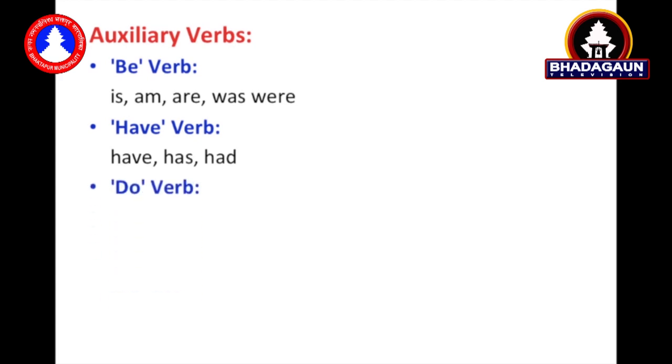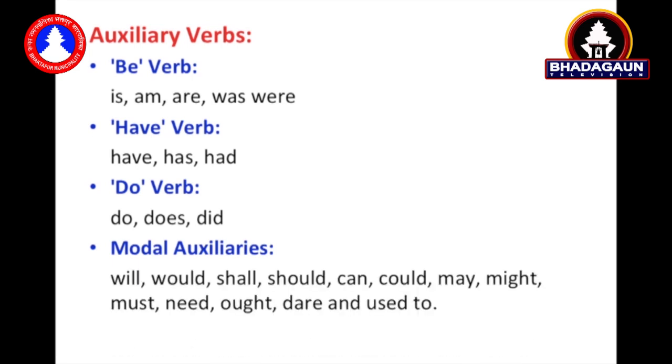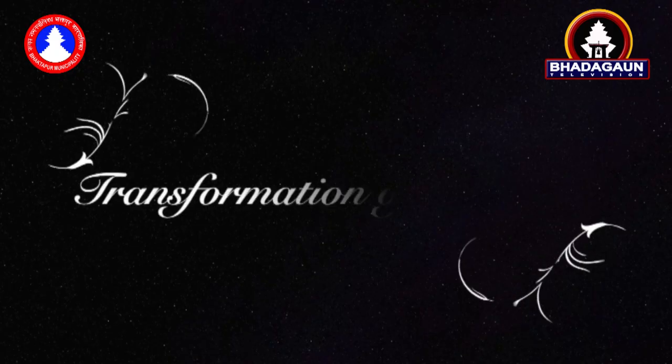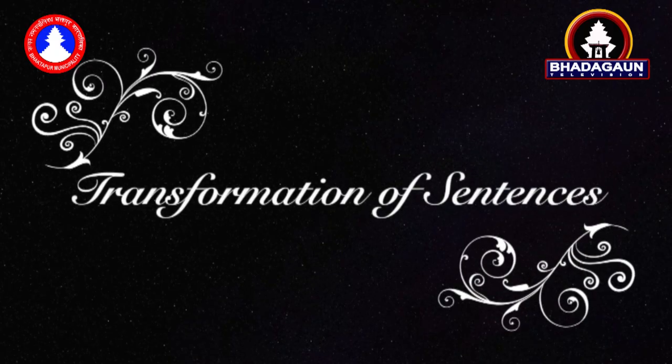The third category is the do verb. The do verbs are do, does, and did. Do and does are the present forms of the do verb, and did is the past form. The other category is modal auxiliaries. They are will, would, shall, should, can, could, may, might, must, need, ought, dare, and used to. Now, example type 2.